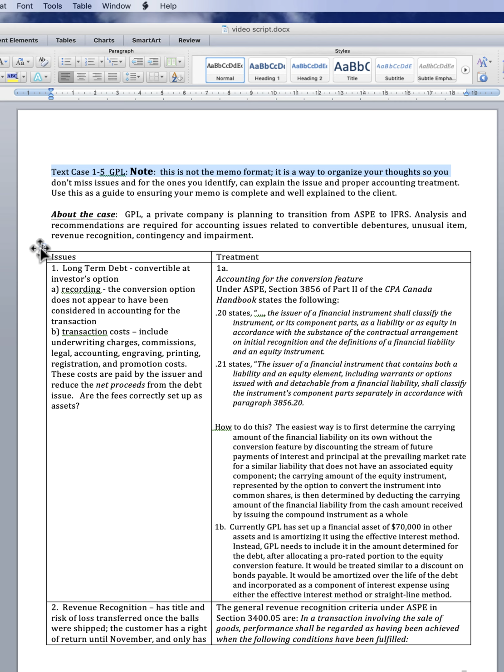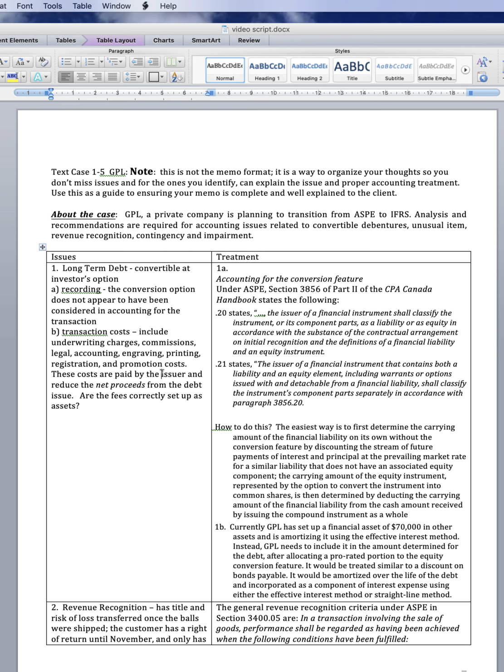And also when the company was issuing the debt, there were transaction costs. Now in my case, what I've done for you here, I've just given you examples of what some of the transaction costs might be. I'm saying, they could be underwriting charges, commissions, legal and accounting charges, printing, registering the document or the bond contract, and promotion cost to promote so they could sell the bond. But the idea is the costs are being paid by the issuer, okay?